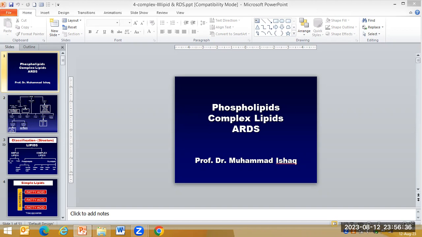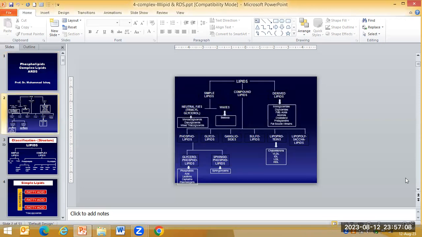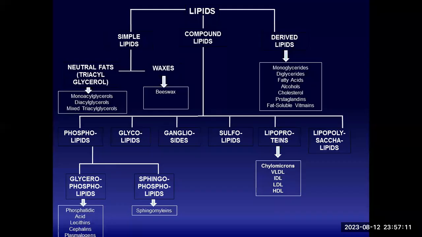Lipids are organic greasy compounds which are insoluble in water and soluble in organic solvents like ether, chloroform, benzene, carbon tetrachloride, etc. So lipids, on the basis of their chemical structure and composition, are divided into various classes. Simple lipids, compound lipids, and derived lipids.